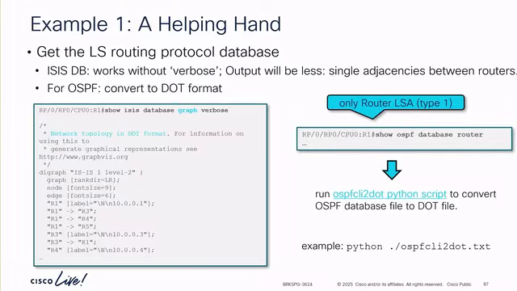If it is OSPF, you do need an intermediate step. You need to download the router LSA output, all of them. Run it through that script online, and then you have the dot file and you put it on the previous link. And you have a graphical visualization.